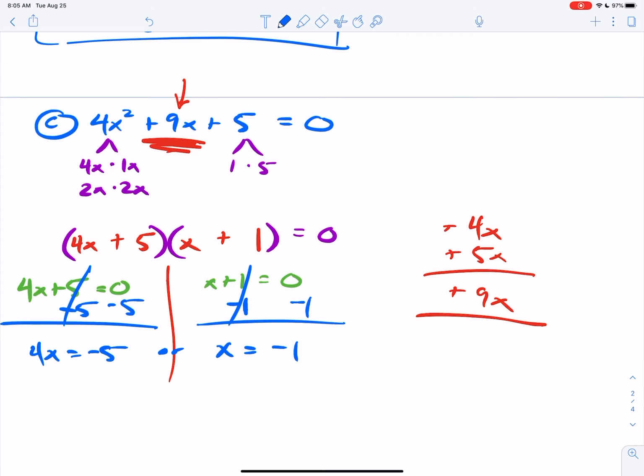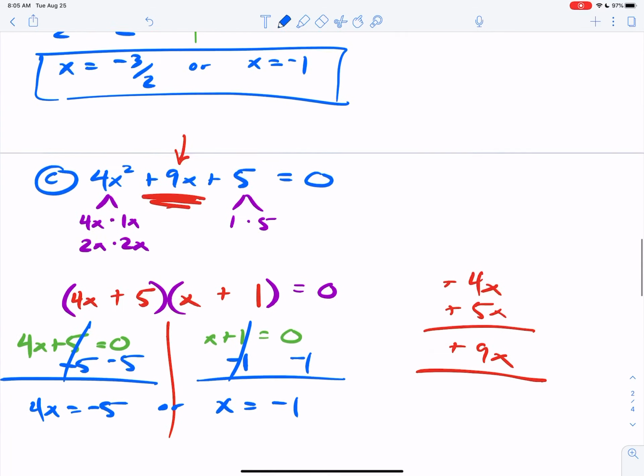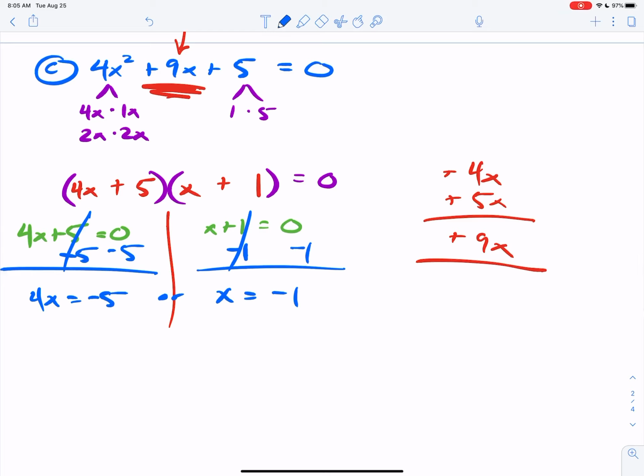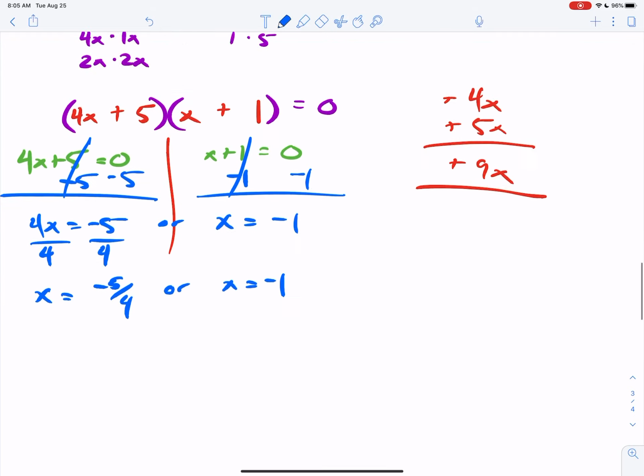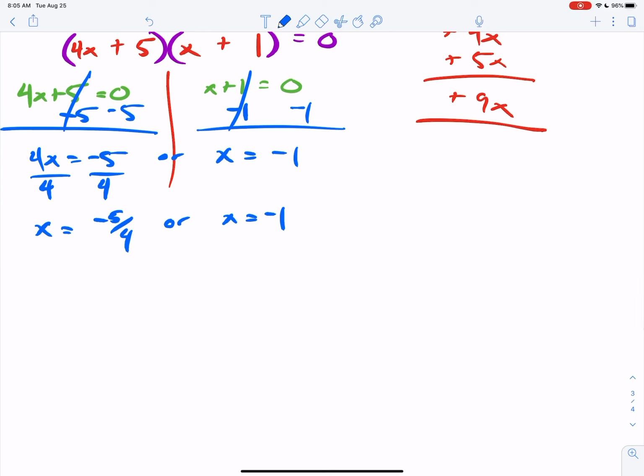And I'm moving a little bit quickly because this is like our third example, so I want to make sure I speed it up if you already know what's going on here, okay? But if you don't, no worries, just replay as much as you need to. This comes out to -5/4, or x equals -1. And once again, on Delta Math, they'll probably have you write it as -5/4, comma, -1, just for homework's sake, so just keep that in mind, okay?